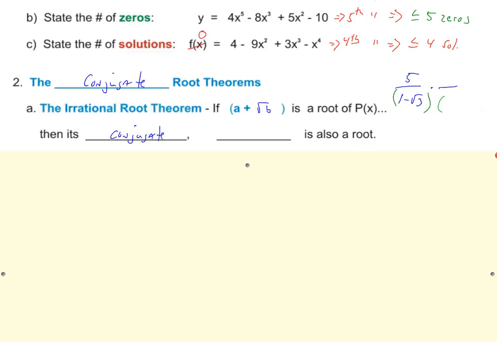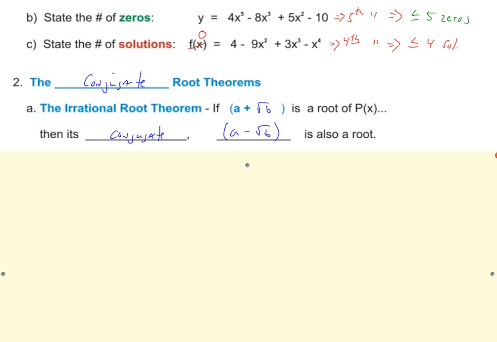Thanks. All right. So conjugates are just, they make up a difference of two squares. Remember, the middle sign is different. So what's the conjugate? A minus the square root of b. Two conjugates together form a difference of two squares.